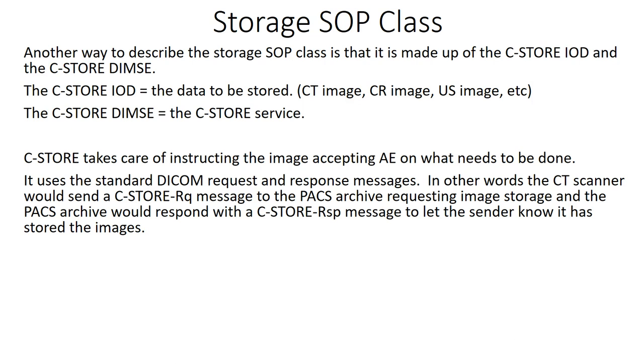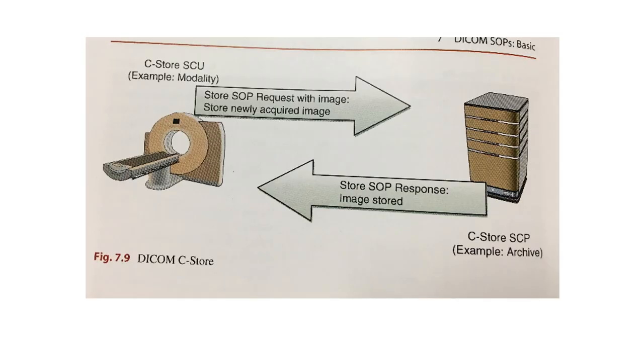Another way to describe the storage SOP class is that it is made up of the C-STORE IOD and the C-STORE DIMSE. The C-STORE IOD is the data to be stored, the CT image, the CR image, ultrasound image, and the C-STORE DIMSE, the C-STORE service. C-STORE takes care of instructing the image accepting AE on what needs to be done. It uses the standard DICOM request and response messages. In other words, the CT scanner would send a C-STORE request message to the PACS archive requesting image storage, and the PACS archive would respond with a C-STORE response message to let the sender know, yes, I've stored that image, send the next one.